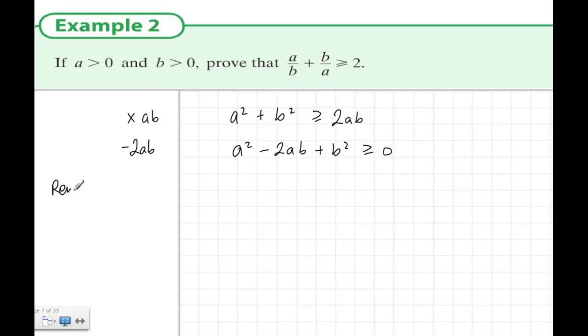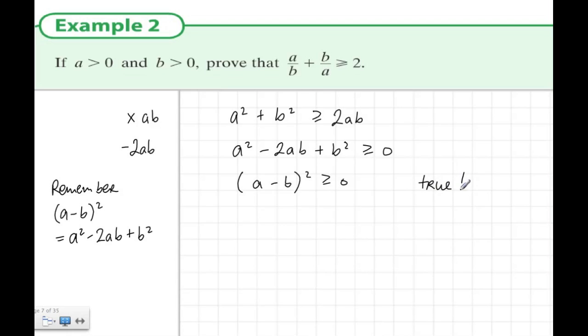And we should recognize this again, because if you expand (a minus b) squared, you get this result of a squared minus 2ab plus b squared. So the left-hand side is (a minus b) squared, and the square of a number cannot be negative, so the inequality is proven.